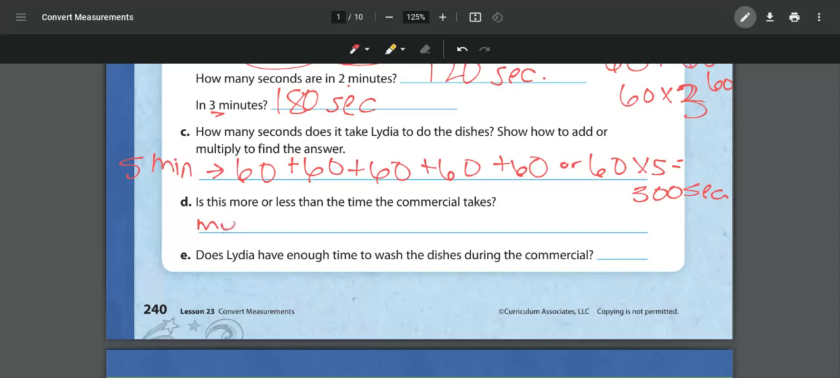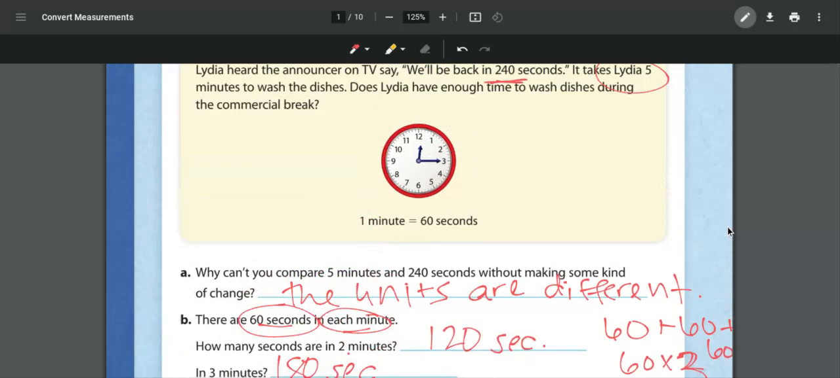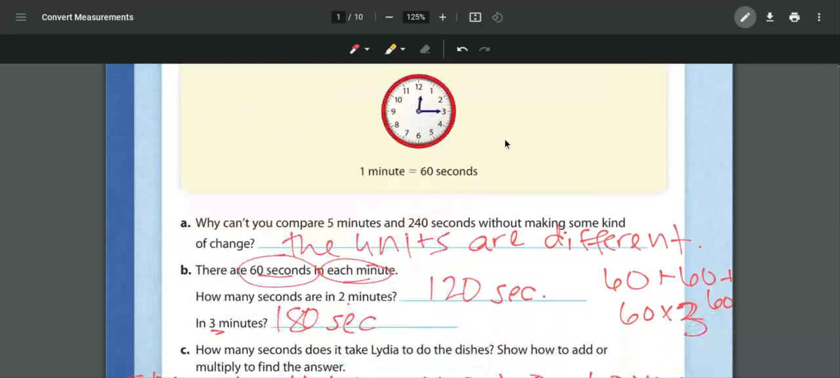It is more. 300 seconds is longer than 240 seconds. Does Lydia have enough time to wash the dishes during the commercial? Looking at letter D, you should write no. So we're going to be working with converting minutes and seconds and just converting lots of different measurements.